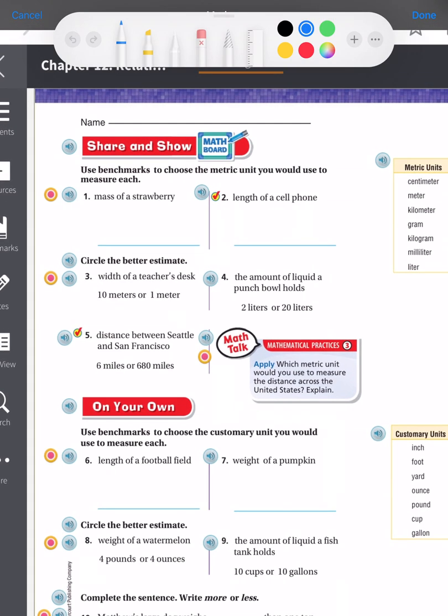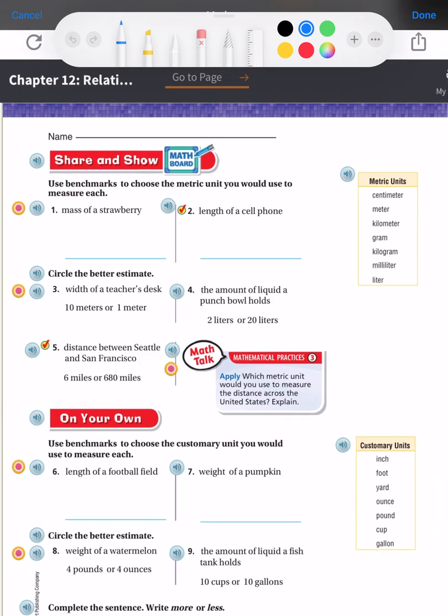Mass of a strawberry. Look at these metric units over here. Some of them are length. We don't want the length of the strawberry. We want about how much it weighs. So I dare say it might weigh, say, not a kilogram, that's a ball bat. Maybe a gram.